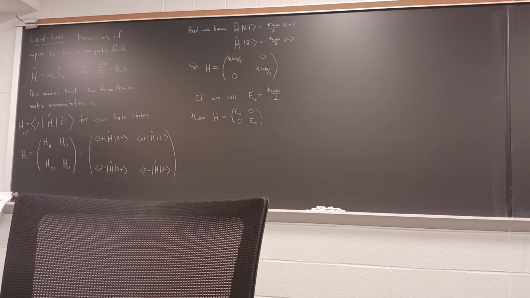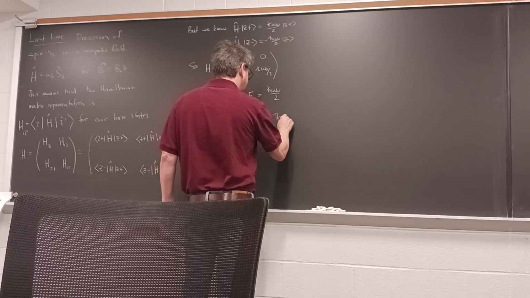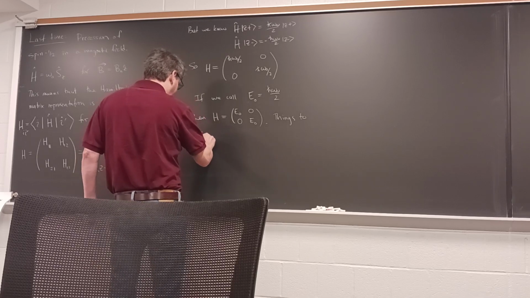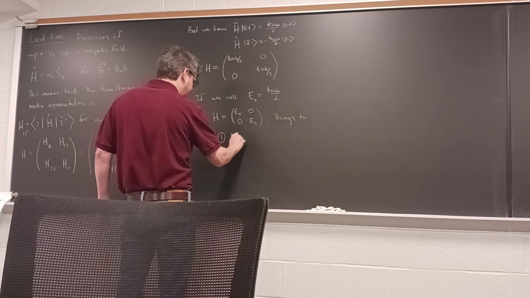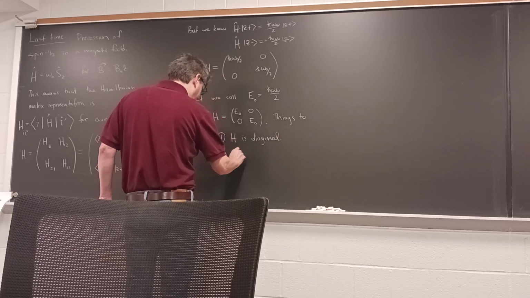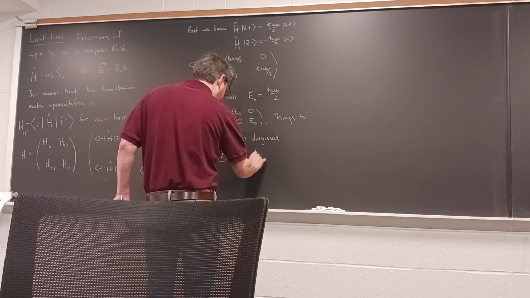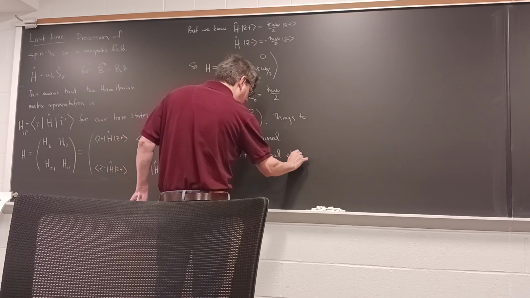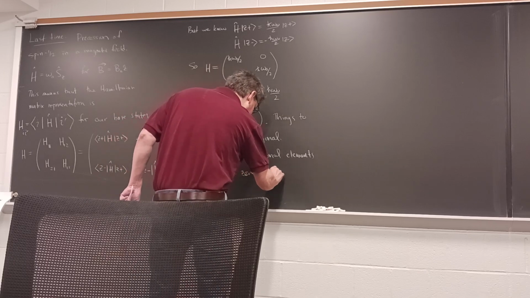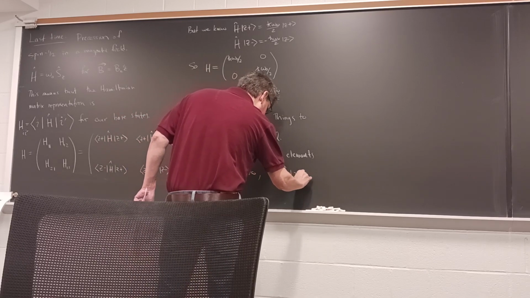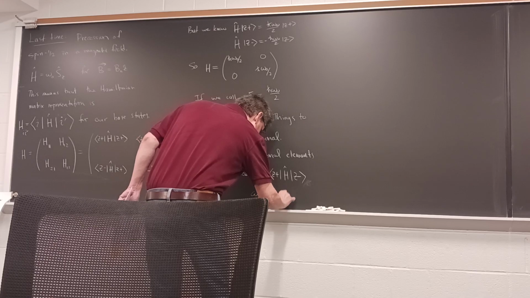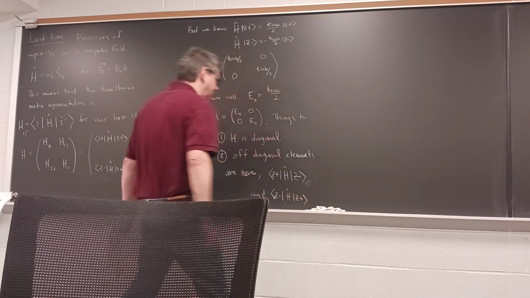Okay, so things to note are, one, that H is diagonal, and two, the off-diagonal elements are 0, and they are things like Z plus, H, Z minus, and Z minus, H, Z plus.